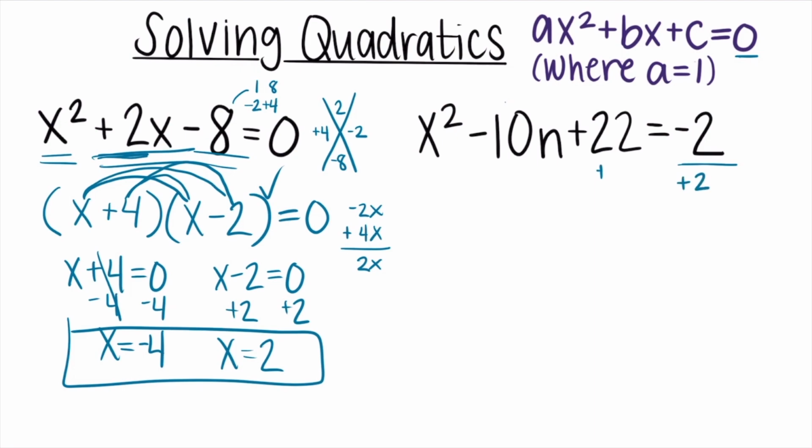Now with my second example here, notice it is not equal to 0, so I have to get it equal to 0 first by adding 2 to both sides of my equation. Then it becomes x squared minus 10n plus 24.